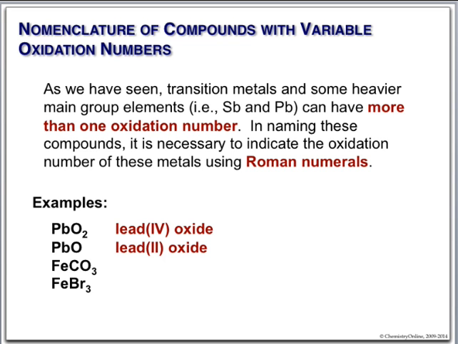Carbonate, the parent of the carbon family, is -2. If carbonate is -2, the iron must be +2. So we write iron(II) carbonate. Bromine is group 7. It is a -1 ion. We have 3 of them. In order to be neutral, the iron must be +3. So this is iron(III) bromide.